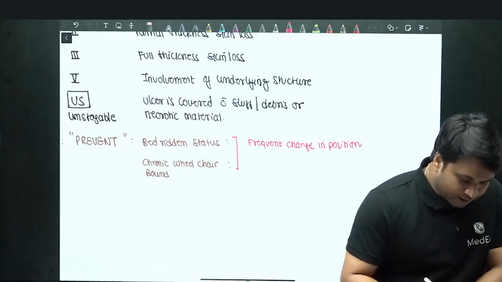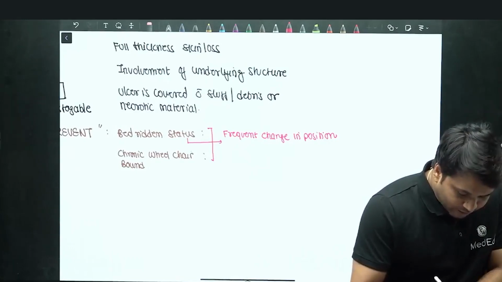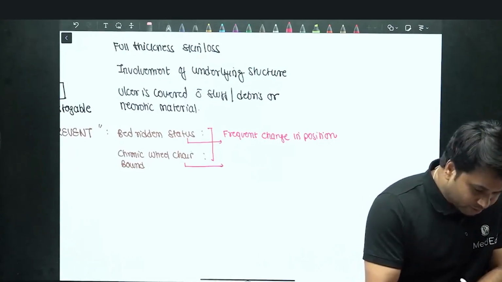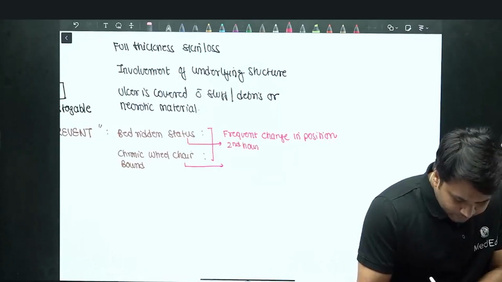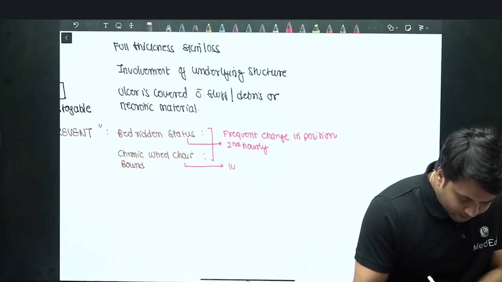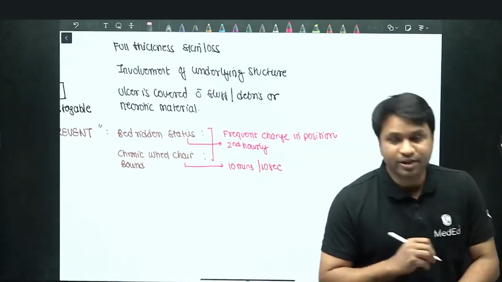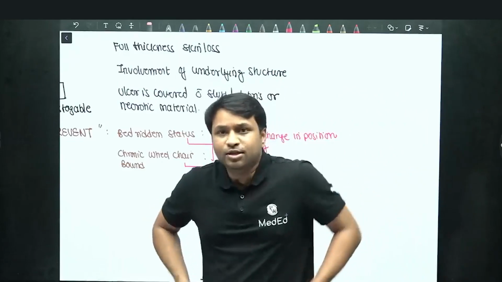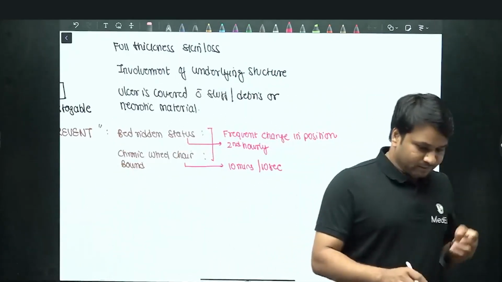Now that's very important. For a bedridden patient, what is the frequency? And for a wheelchair bound patient, what is the frequency? For a bedridden patient, I will advise every second hourly. For wheelchair bound, every 10 minutes I will ask the patient to lift himself off the chair for 10 seconds and sit back, and that's the best way to prevent it, right?